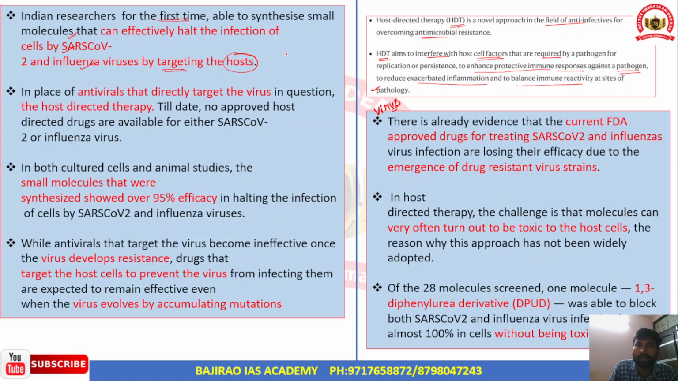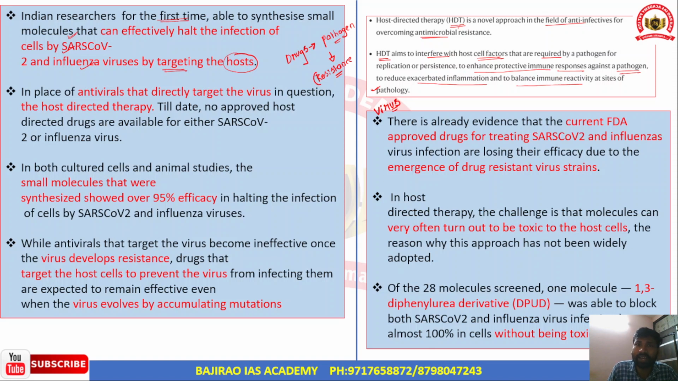For example, drugs. If we have drugs, drugs specifically target the pathogen, not the cells. Okay, so drugs specifically target the pathogen. So what happens when pathogens develop resistance to drugs? Pathogens develop resistance to drugs. So in that case, drugs become ineffective or less effective.